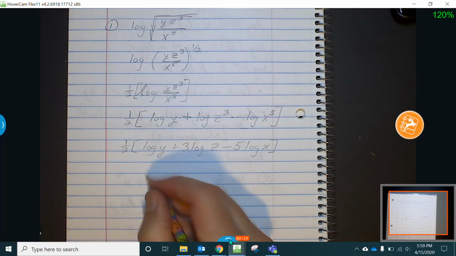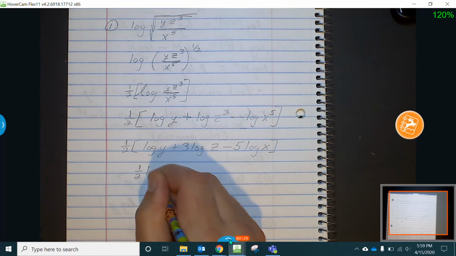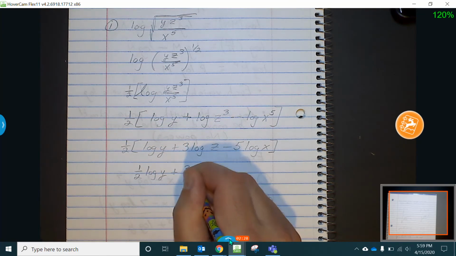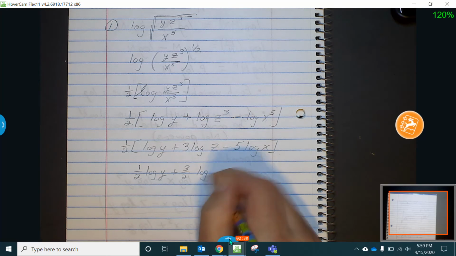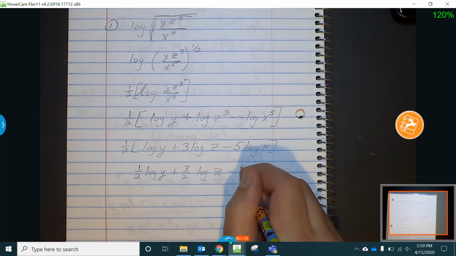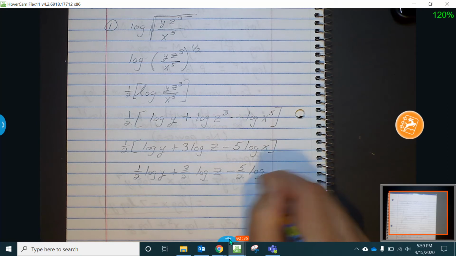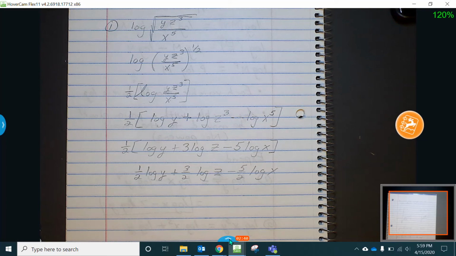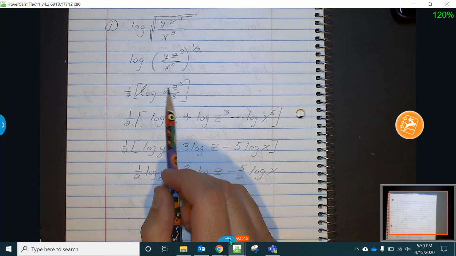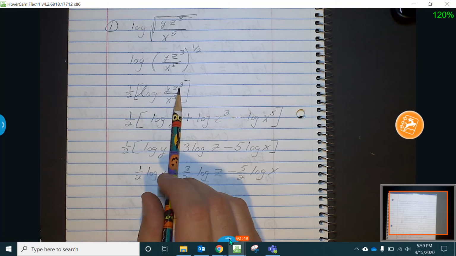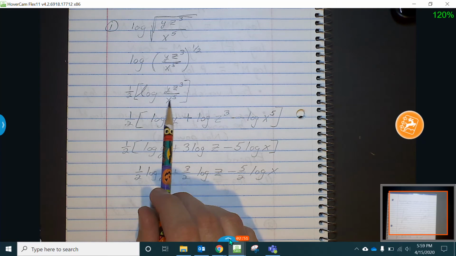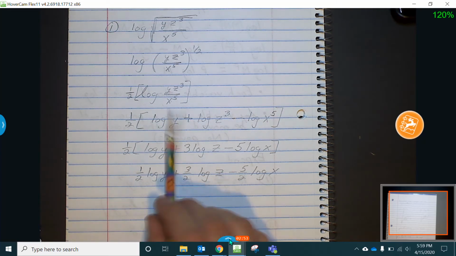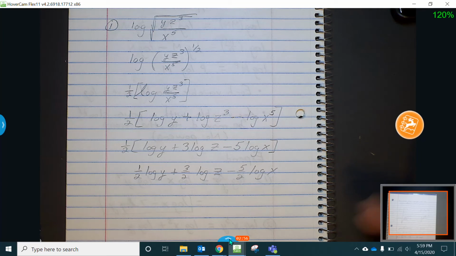And then we simplify this, so we're going to get 1/2 log y plus 3/2 log z minus 5/2 log x. So I just distributed the 1/2 to each piece. A little trick I use is anything on top is positive, so y and z cubed on top, so positive, positive. Anything on the bottom gets a minus, so that piece gets a minus. Just another way of thinking about the properties from last section.